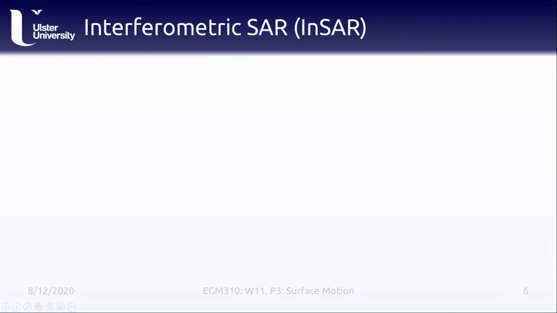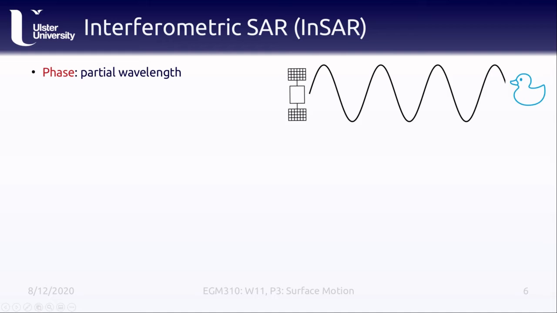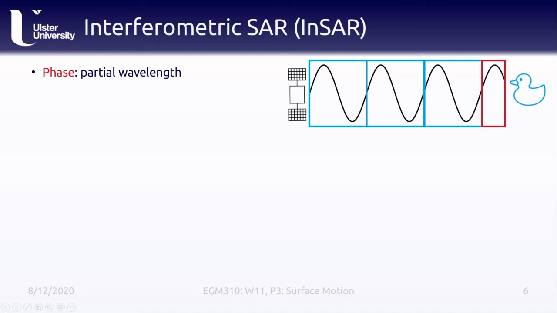Moving away from optical imagery, we can also use synthetic aperture radar, or SAR, to observe ground motion. Remember that the phase of a signal refers to its partial wavelength. In this example here, we have a satellite sending a signal toward a target with the given wavelength that gives us 1, 2, 3 full wavelengths of distance, plus a small bit left over. This is the phase that is recorded by the sensor.